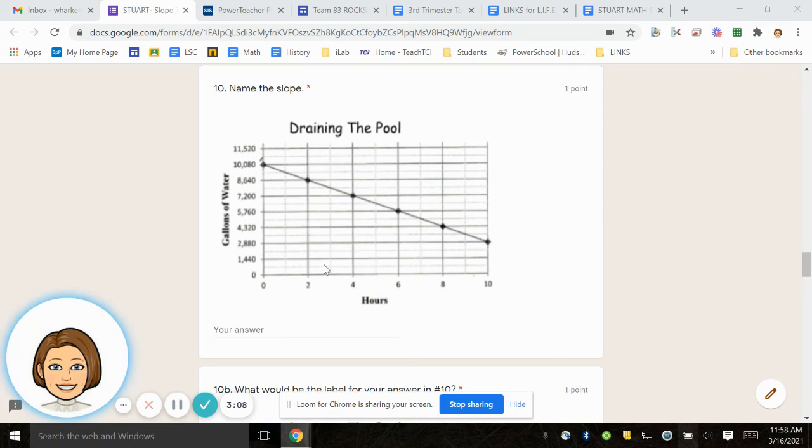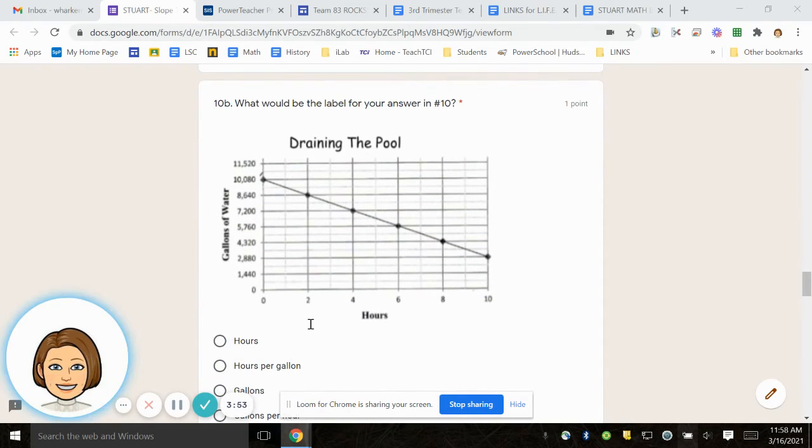Number 10, name the slope, and you're simply identifying, you need to come up with a number. You need to have a number for this slope. So you can see that these go up by 1,440, 2,880, 4,320, 5,760, 7,200, 8,640, 10,080, 11,520. Along the x-axis, it goes by twos, 2, 4, 6, 8, and 10. And you can see on the y-axis, you have gallons of water, and on the x, it is labeled in hours. So just write the number for number 10.